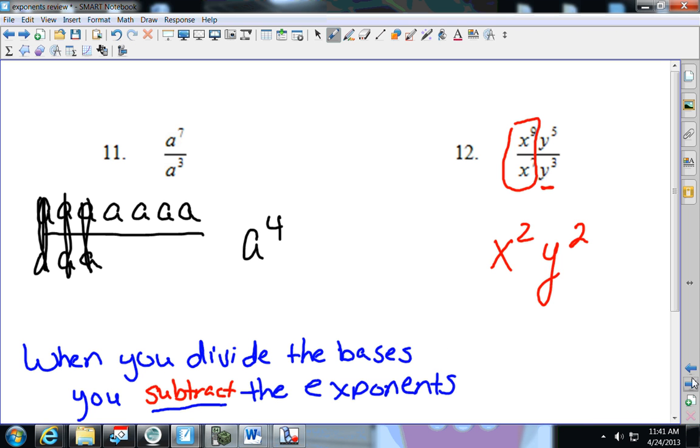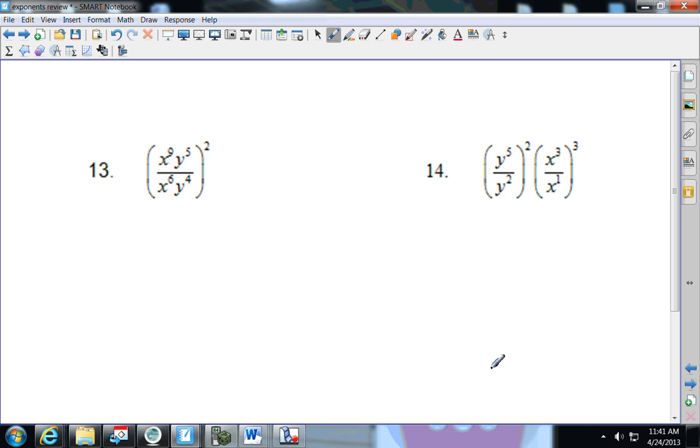Looking at number 13 and 14 right here. Now, let you try these, and here's my hint to you. What you're going to do first is do what is inside here first, okay? Then take it to the second power. Okay, so do that now and try 13 and 14.